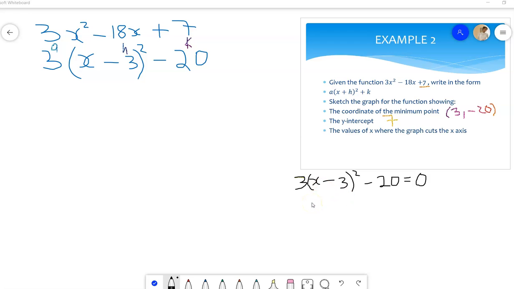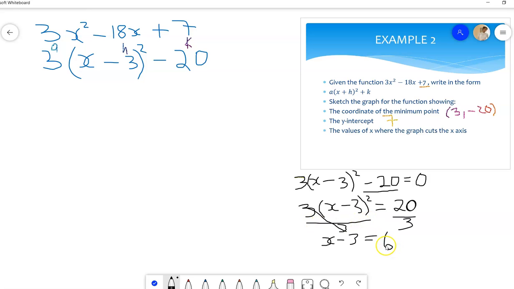In solving this, we always move the constant first, transpose the constant first. So in that case, we will be transposing negative 20. When we transpose negative 20 from the left side of the equal sign to the right side, it becomes positive 20. The next thing we want to do is divide both sides of the equation by the a. So divide both sides by 3. And when we round that off, it is 6.7.